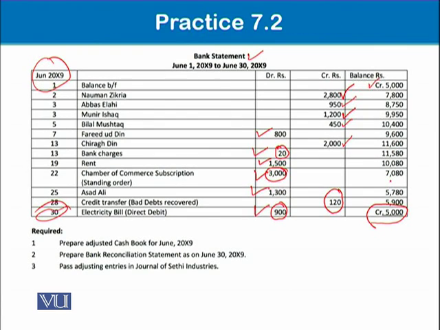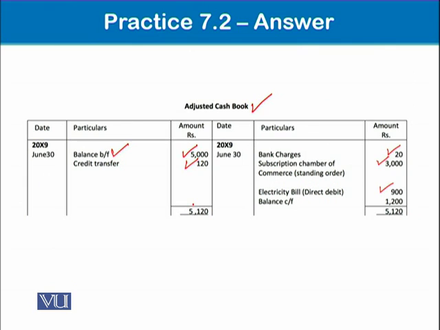So these are the reasons which we will mention. It is because of bank charges. It is because of a standing order payment for Chamber of Commerce subscription. And it is because of electricity bill direct debit. So we have already discussed these terminologies. So we will put these reasons here. Okay. And finally, we will calculate the carry forward balance of our adjusted cash book. So remember, our adjusted cash book is giving us 1200.